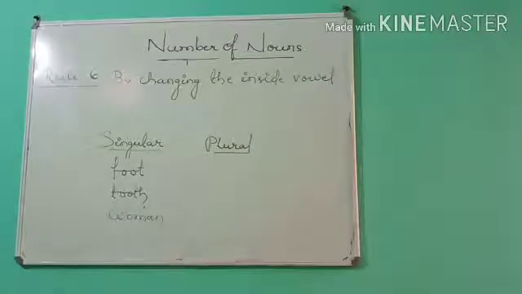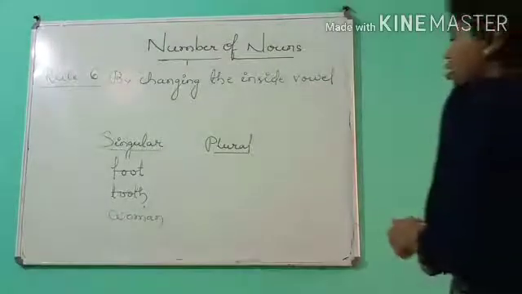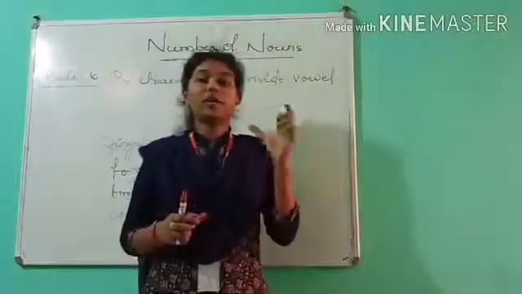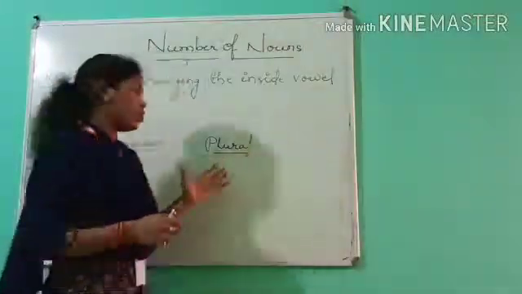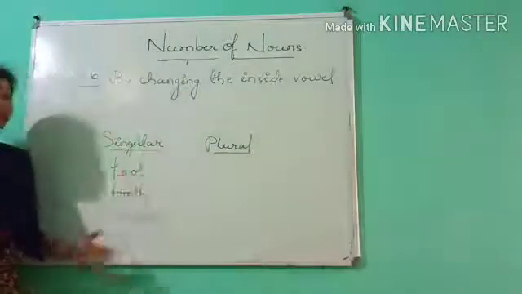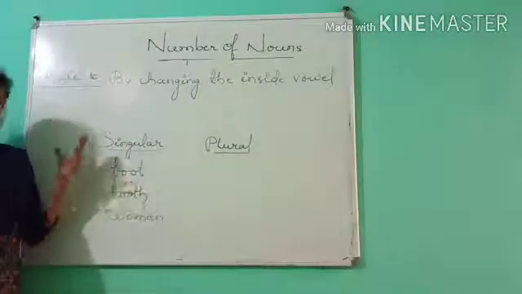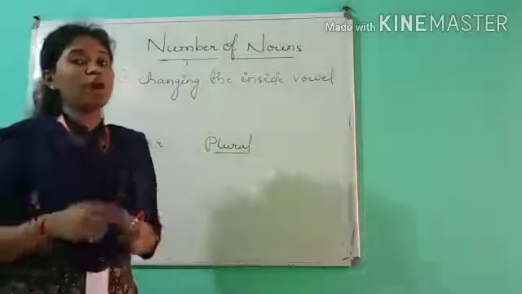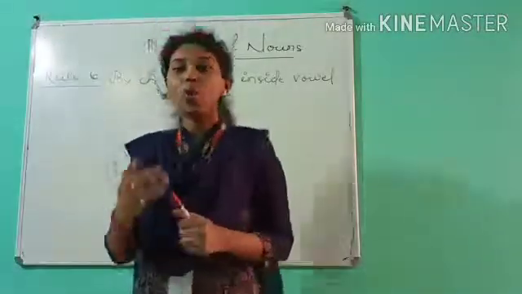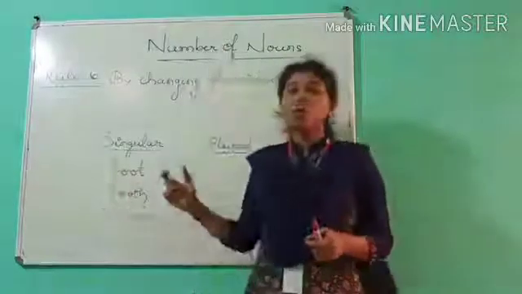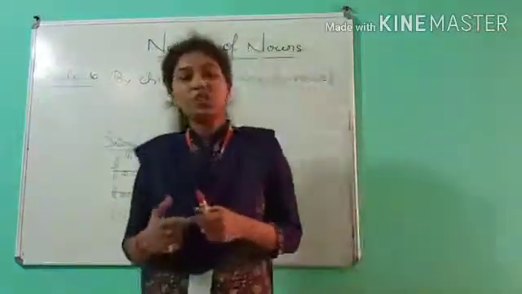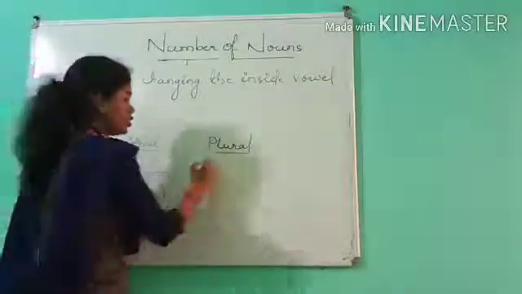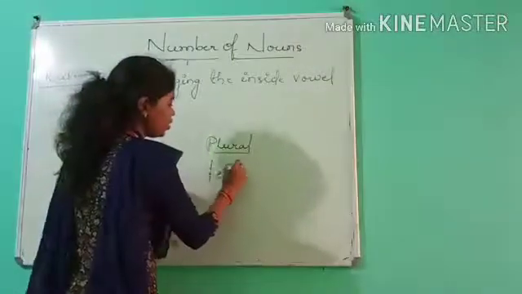Talk about rule number 6. What is this rule number 6 talking about? It is saying that we need to change the inside vowel in a particular word. Now see here, I have written 3 words. So where is the vowel here in this first word? The first word is foot and it has 2 vowels in it. What is that? O. That is F-O-O-T, foot. So we need to change it into E. So instead of double O, I will write here the plural form as feet.